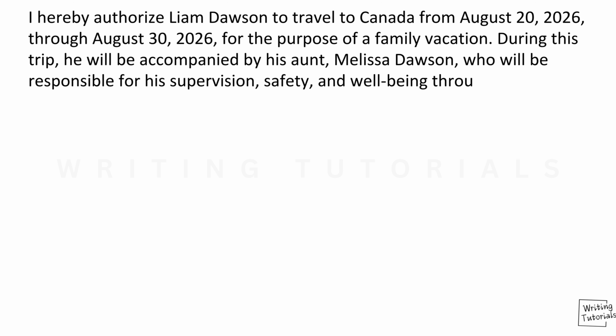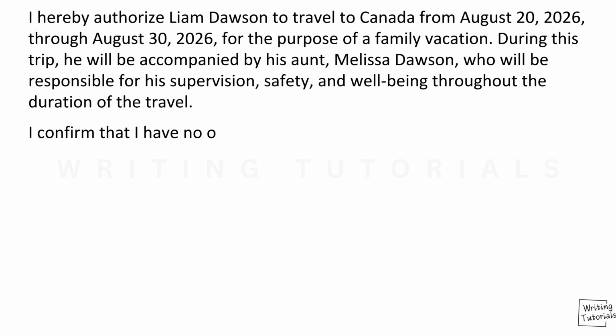This paragraph provides the complete travel details. Notice that it clearly states the destination, travel dates, purpose of the trip, and the name of the adult accompanying the child. These details are extremely important because they tell authorities exactly where the child will be traveling, how long the trip will last, and who will be responsible during the journey. Whenever possible, be specific. Include accurate travel dates, destinations, and the relationship between the accompanying adult and the child.